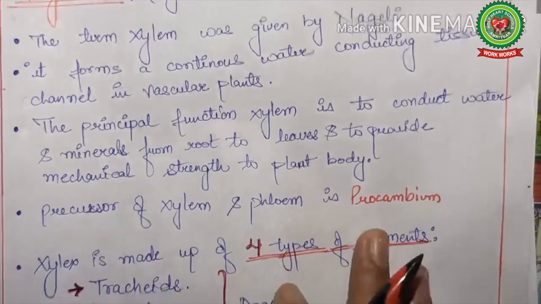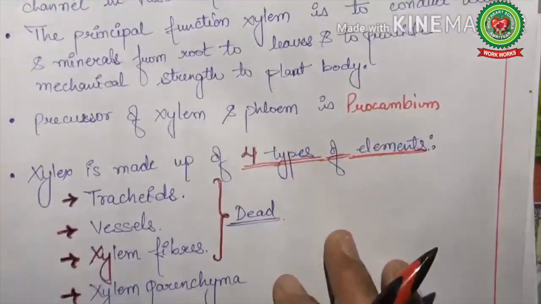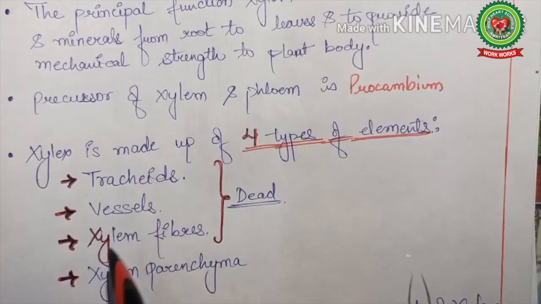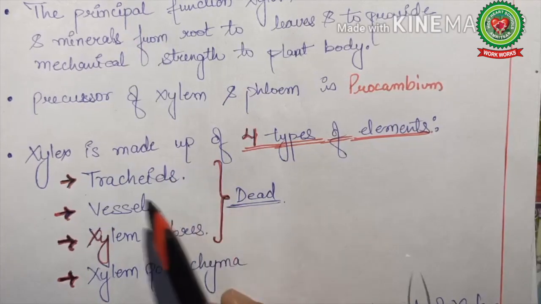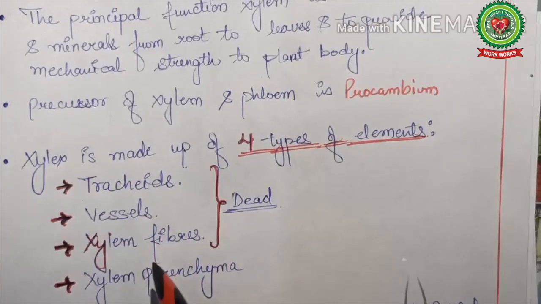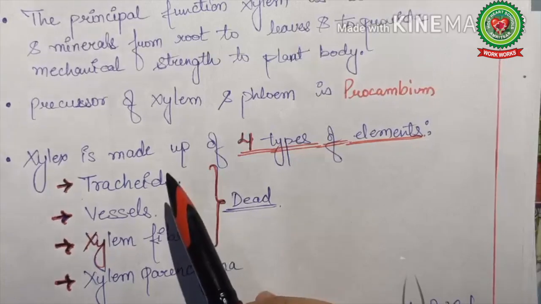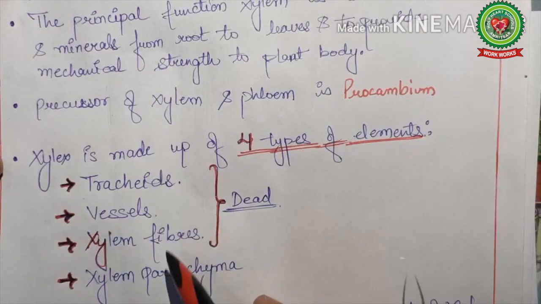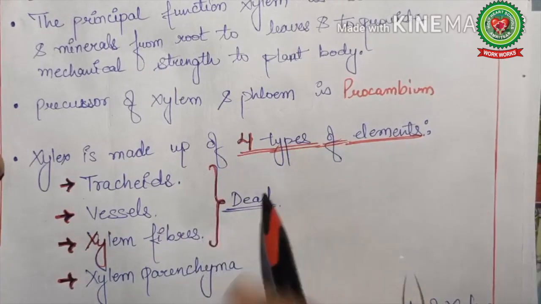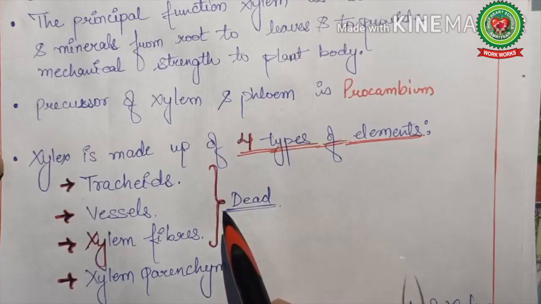Now, xylem is further made up of 4 types of elements, that is tracheids, vessels, xylem fibers and xylem parenchyma. Out of these 4 components, 3 are dead, that is tracheids, vessels and xylem fibers are dead, and only xylem parenchyma is the living component. Now we will discuss each and every component of xylem in detail, their structure, their function, location, everything.